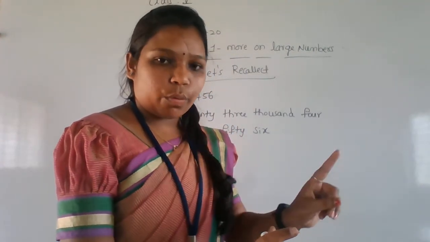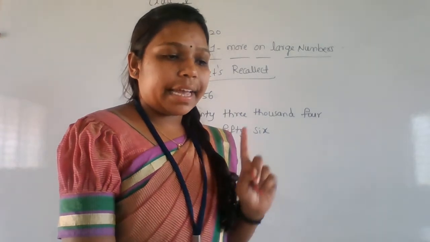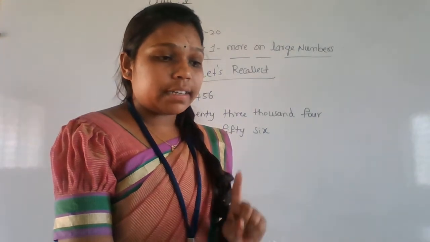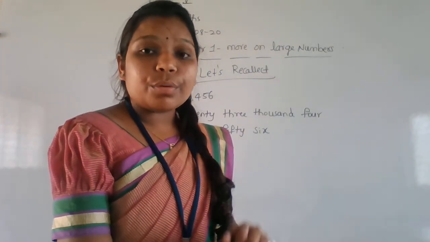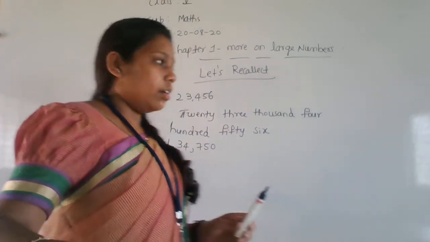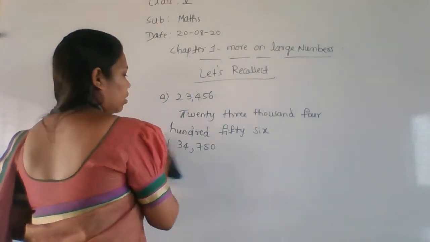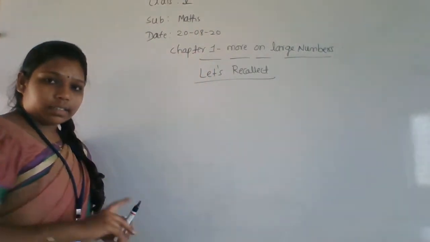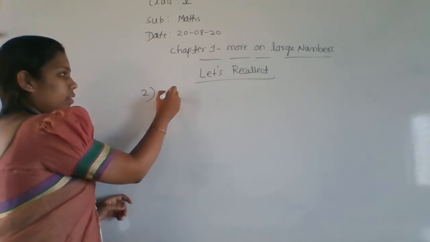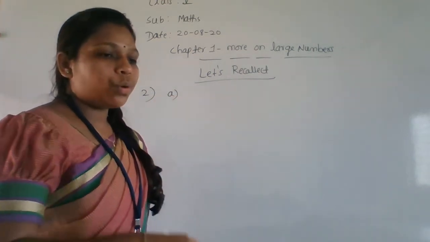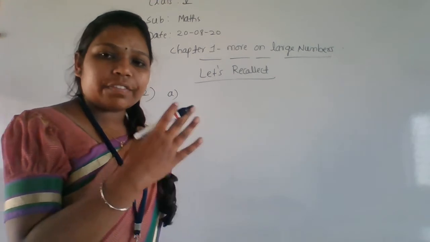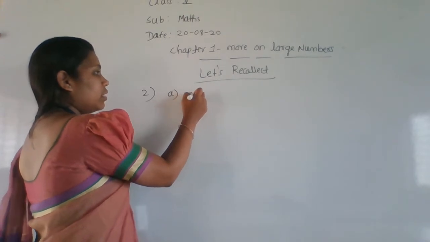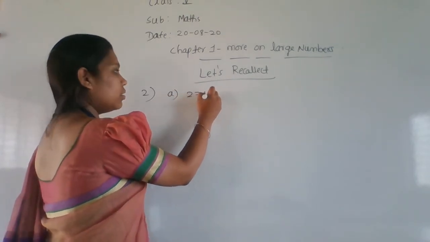First question over. Second question: write the expanded form of the following. How to write the expanded form here? I'll show. Okay, first one is over, so we are solving the next, second one here. In that, the eighth one, they told us to write the expanded form of the following. The first one, they gave a number here.